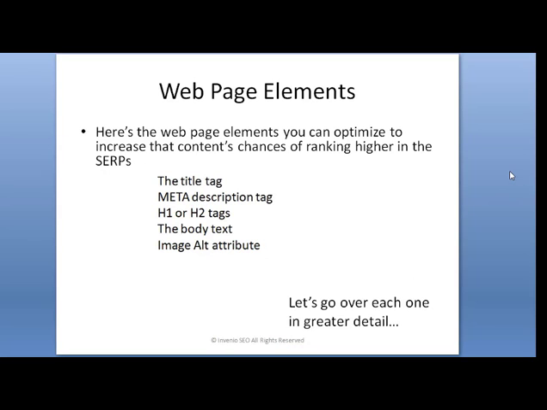Okay, this one refers to on-page optimization. So after keyword research, we go in and we start learning how to optimize these different web page elements that you see here. We go into depth and talk about exactly how you optimize your title tag, the meta description tag, H1, H2s, the body text, the web page content itself, and the image alt attribute or the alt text tag. We go over each one of these in detail. I show you exactly how to take your keyword phrase and optimize each of these.